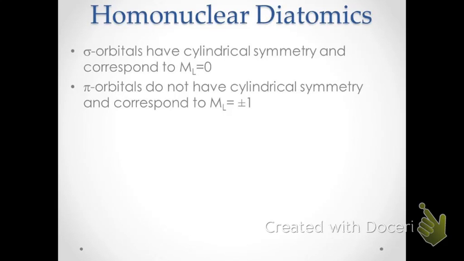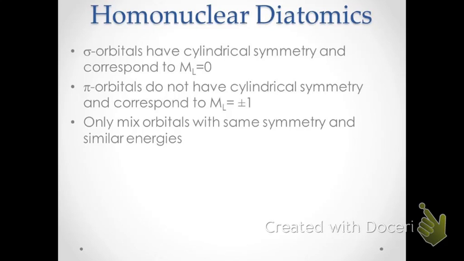We'll introduce in this video pi orbitals, which do not have cylindrical symmetry and correspond to sideways overlap. And in this case, the m sub L values for pi orbitals correspond to plus or minus 1. We'll also note that when we're adding orbitals together, atomic orbitals and the linear combinations, we'll only be able to mix orbitals which have the same symmetry and similar energies, which means that, for example, the 1s and 2s orbitals will not interact or mix significantly because their energies in most atoms are so very different.